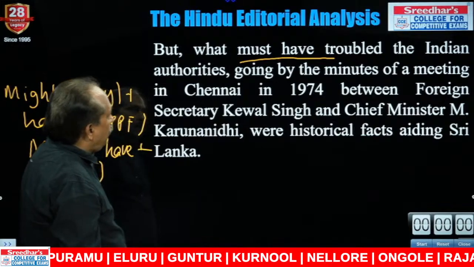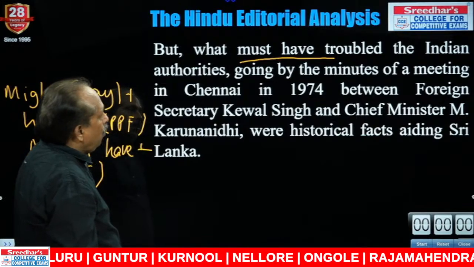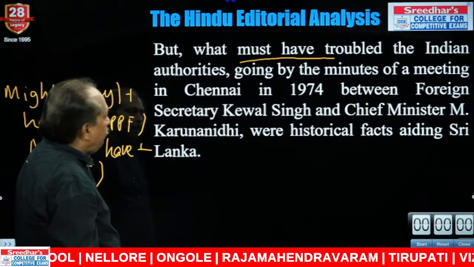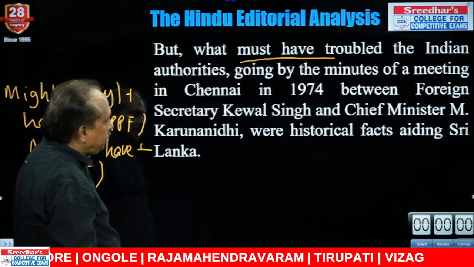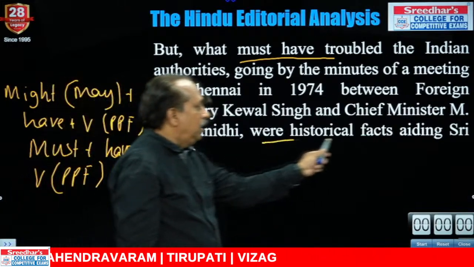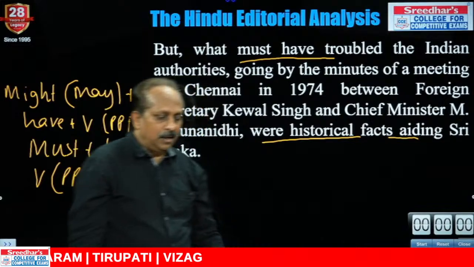What must have troubled the Indian authorities, going by the minutes of a meeting in Chennai in 1974 between Foreign Secretary Kewal Singh and Chief Minister M. Karunanidhi, were historical facts aiding Sri Lanka.